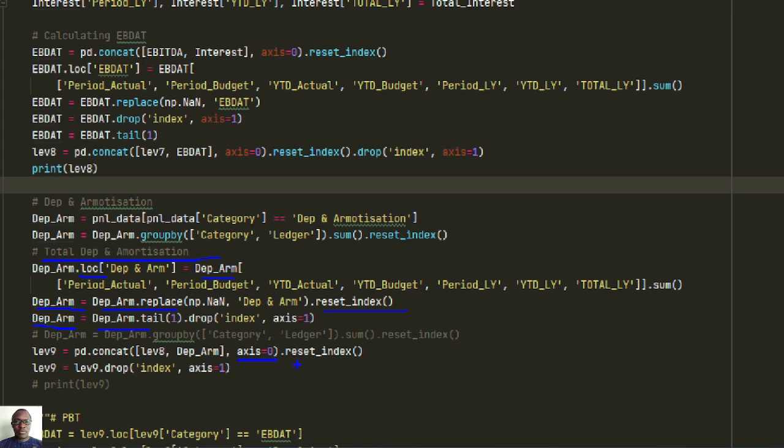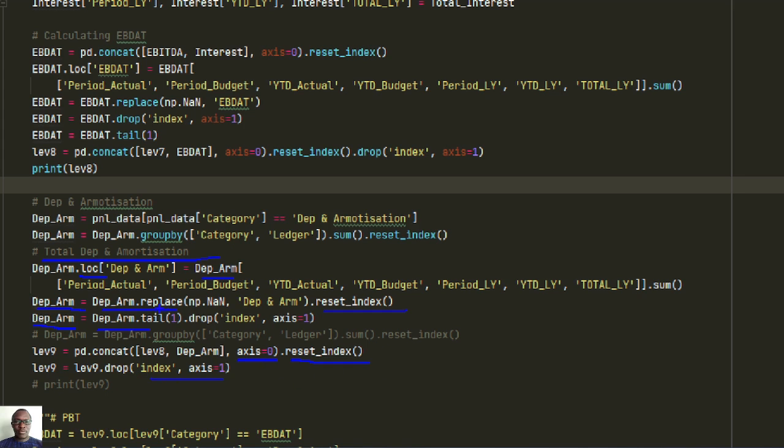And then again we are trying to reset index, and then down here we are saying level 9 is equal to level 9.drop in brackets index, and then axis is equal to 1. So axis is equal to 1 because we are dealing with columns. That's where we are dropping this index.